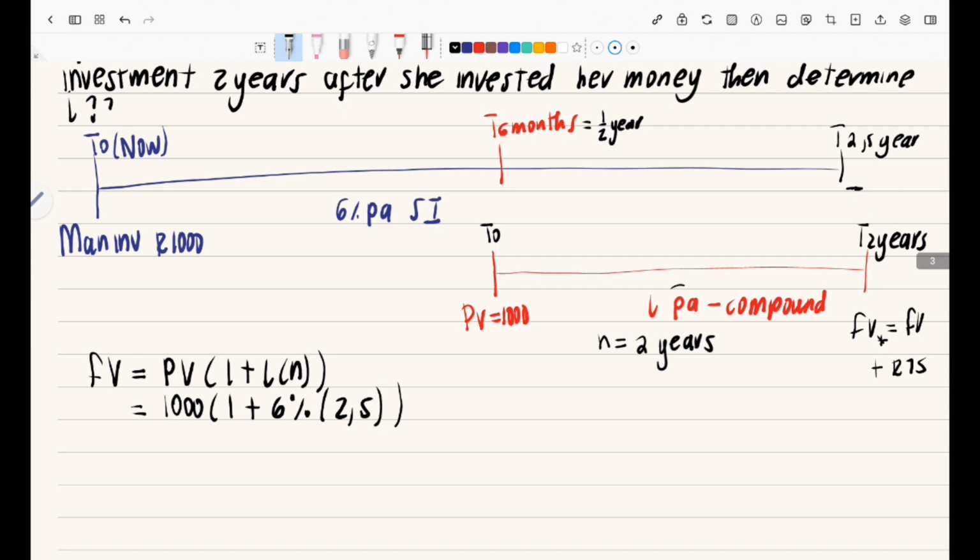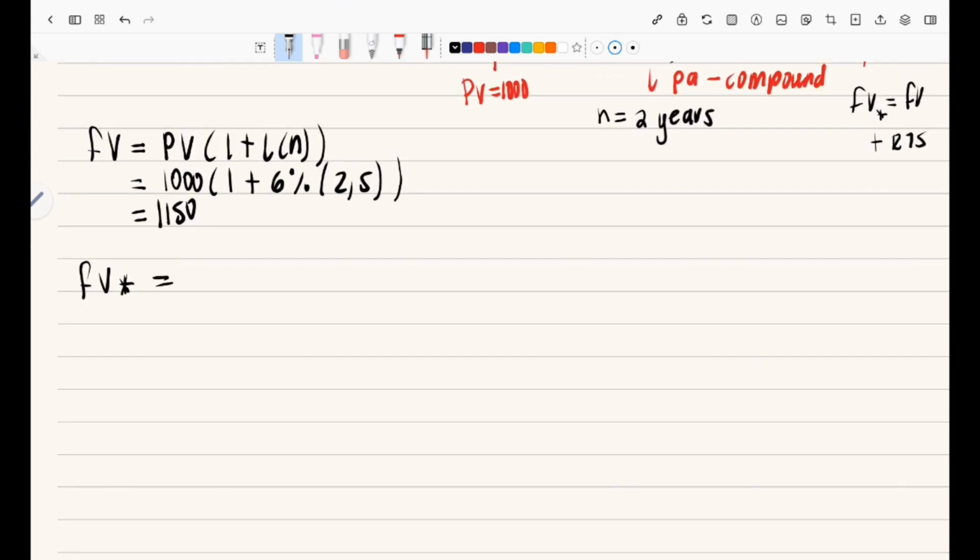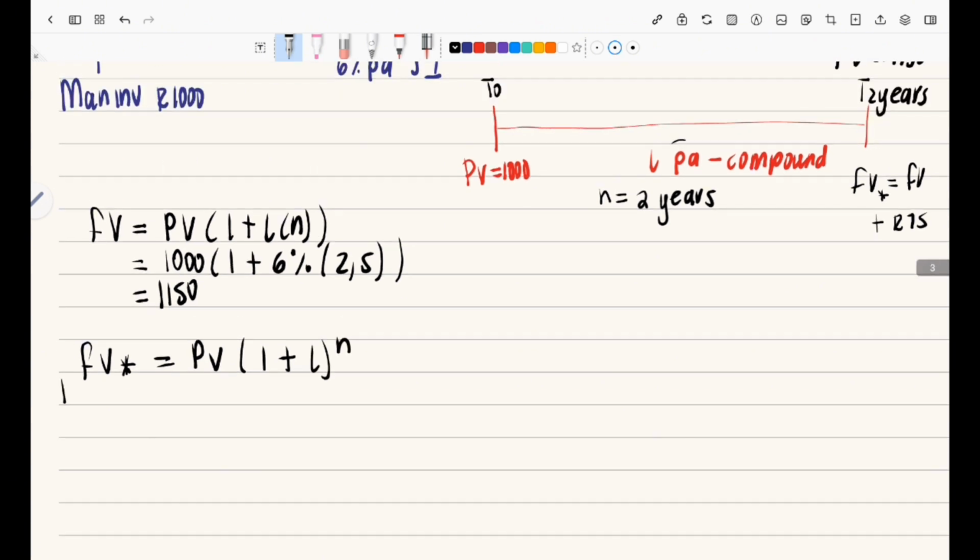Sorry guys, 1 plus 6% times 2.5. So the man's investment is worth 1,150 at this point. So future value here is 1,150. And I'm told that at that very point, the woman's investment is worth 75 rand more. So FV for the woman is equal to present value times 1 plus I, but for the woman it is compound interest, so it's I to the power of N, right? The future value of the woman is 1,150, which is from the man, and it is worth 75 rand more than that. So I add the 75 rand.